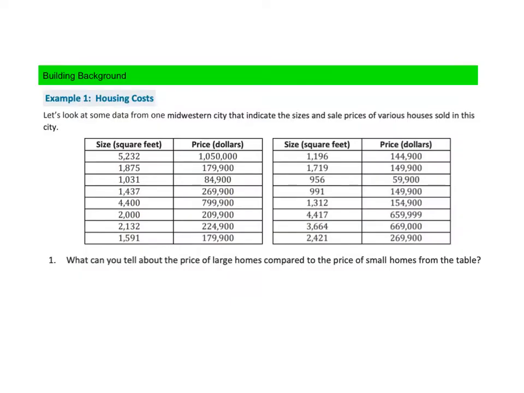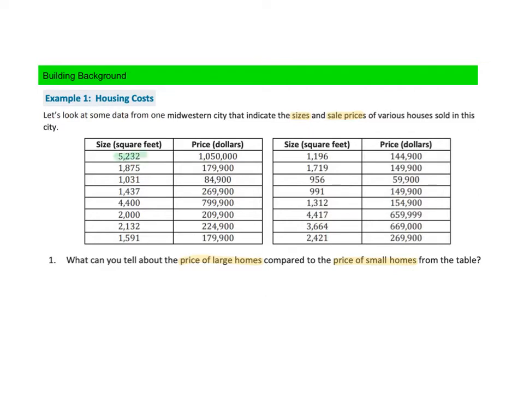All right, to begin with example 1, this is all about housing costs. It says, let's look at some data from one Midwestern city that indicates the sizes and sale prices of various houses sold in the city. So the bivariate data, the two variables, are the sizes of these homes and the sale prices of these homes. We have two side-by-side tables, each with the size and then the price listed beside it. And then it says, what can you tell about the price of large homes compared to the price of small homes? So I'm going to highlight the larger homes in green.